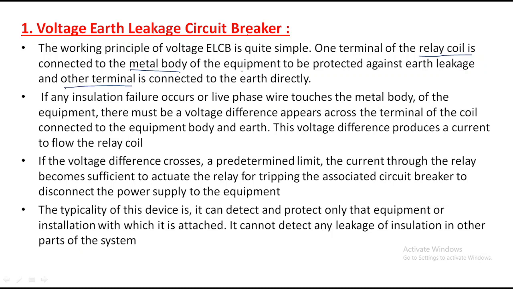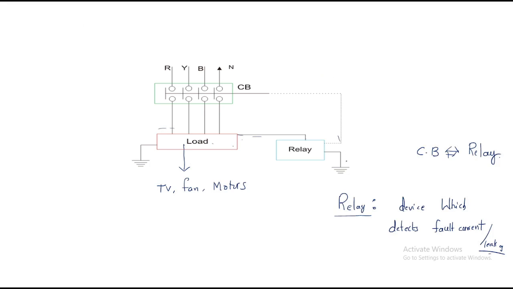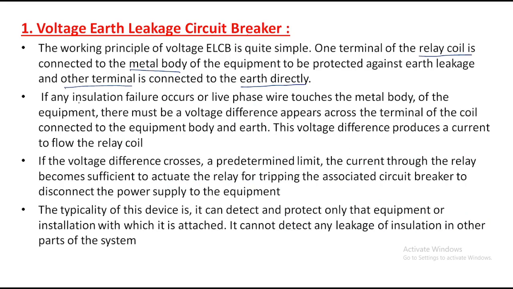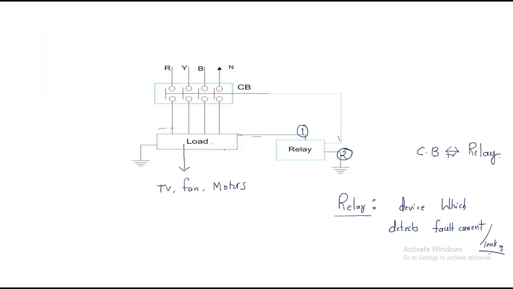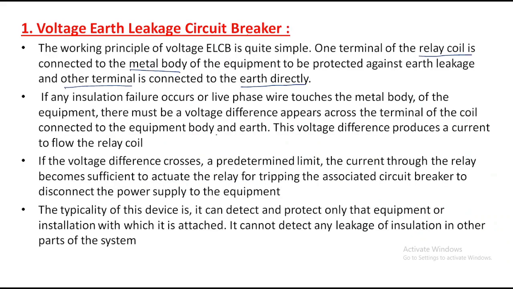The other terminal is connected to earth directly. Look here: one terminal is connected to earth directly, and this is the second terminal. If any insulation failure occurs, or a live phase touches the metal body of the equipment, a voltage difference must appear across the terminals of the coil connected to the equipment body and earth.